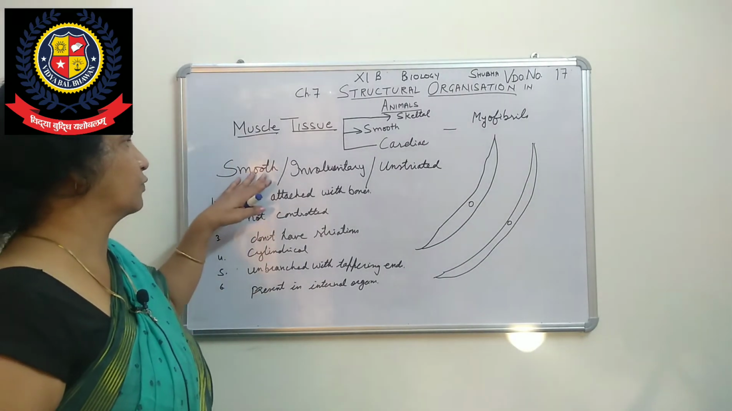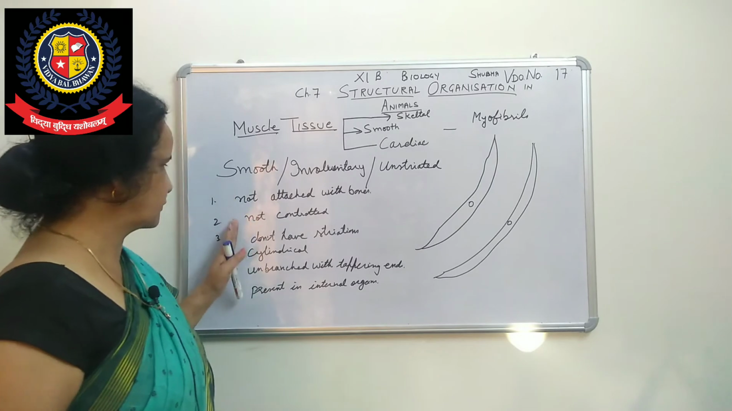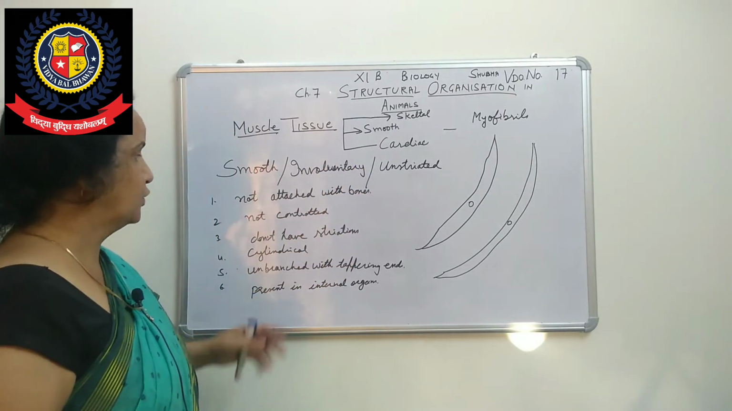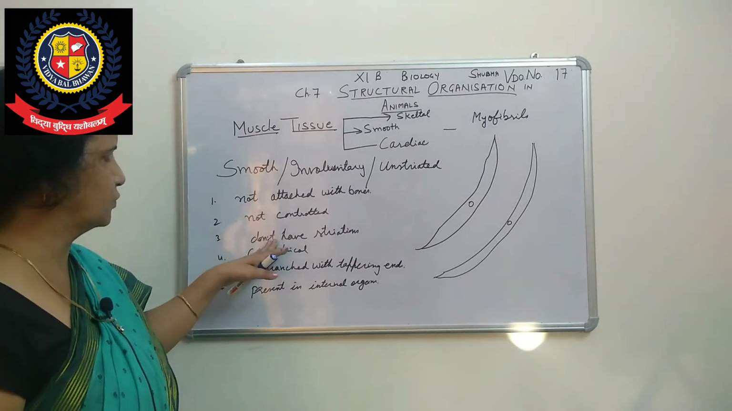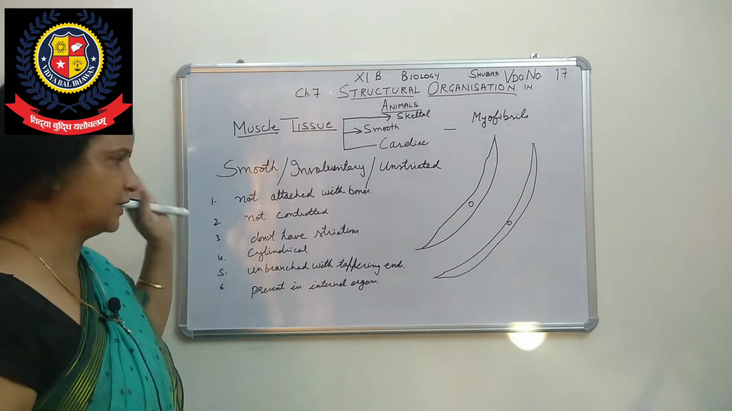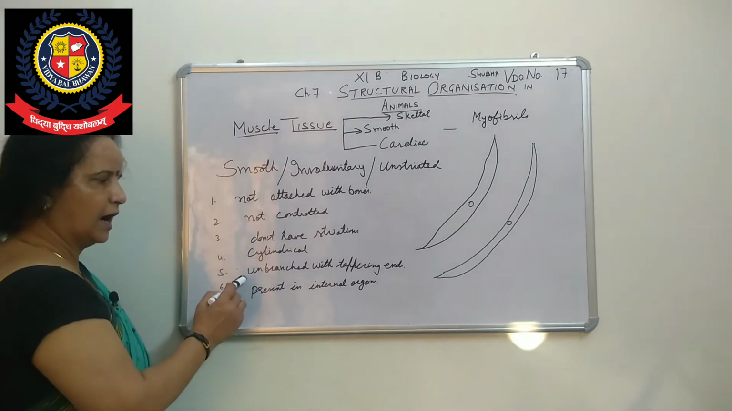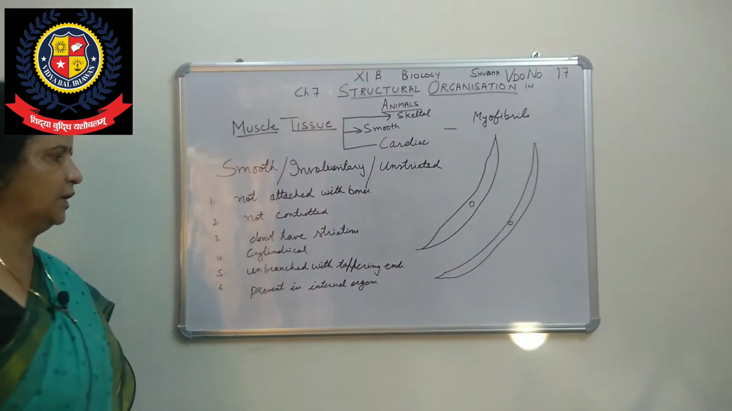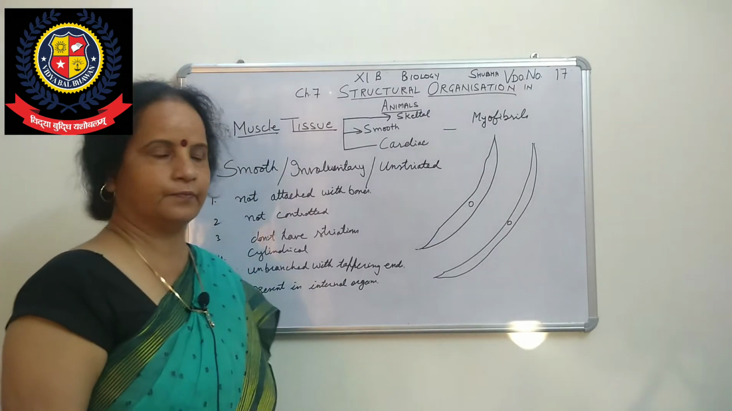Again, the reasons for why we are calling it so, the first three points, I have written already: they don't have striations. Three points are there. Now, cylindrical, unbranched, and with tapering ends, and they are present in the internal organs.